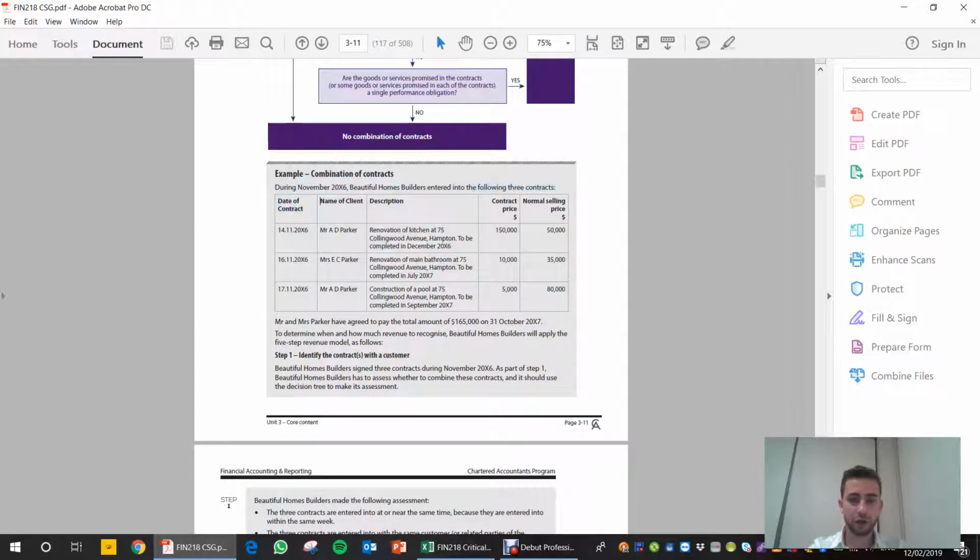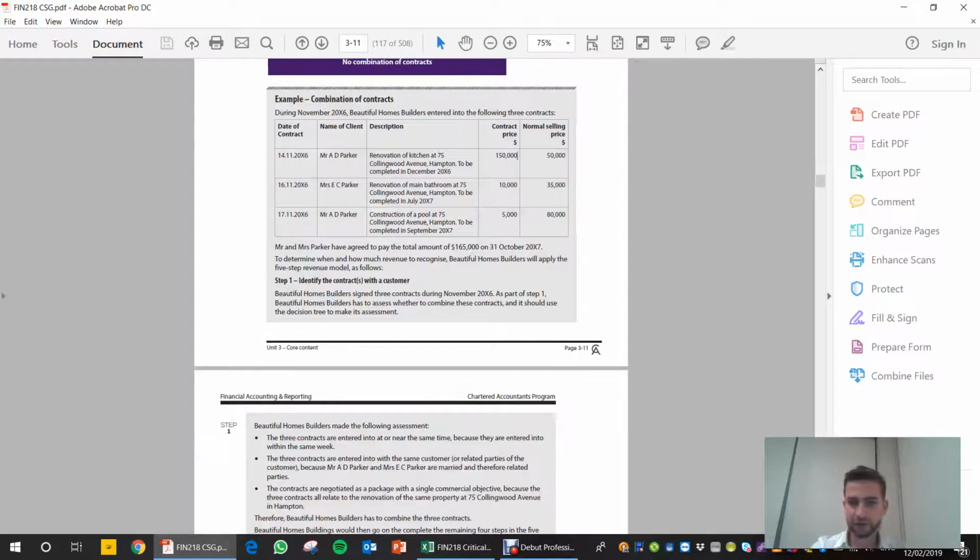It's actually a home building contract. The normal selling price, if it was an arm's length fair market transaction, for each of these: renovation 50,000, main bathroom 35,000, and pool 80,000. However, for whatever reason, maybe they know each other or it's a related party transaction, they've managed to skew the contract price to 150 for the kitchen, 10,000 for the bathroom, and 5,000 for the pool. So very out of the ordinary. So we have to figure out whether or not we're going to combine the contracts under this new standard.